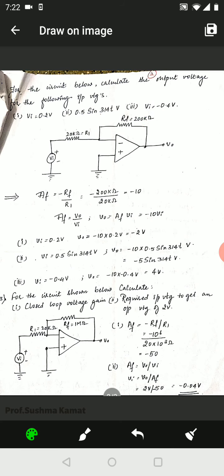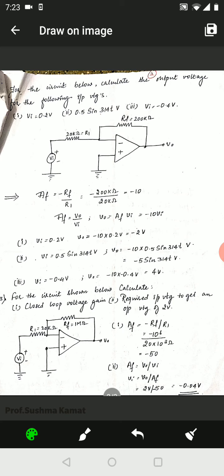Now let us go for the third numerical. For the circuit shown below, calculate the closed loop voltage gain, which means AF value has to be found out. And the second case is given, in which required input voltage to get the output voltage of 2 volts. Which means after finding the closed loop voltage gain, we are supposed to find some input voltage by considering the output voltage as 2 volts. Let us go through it.